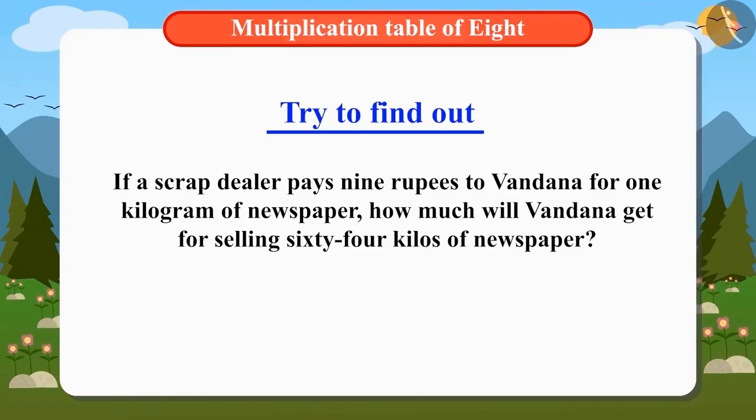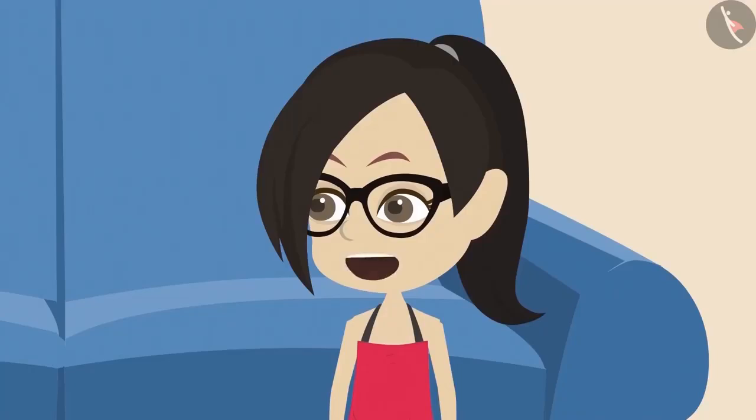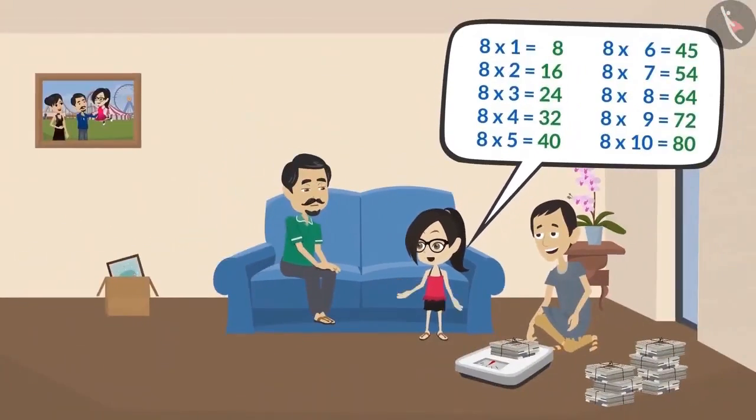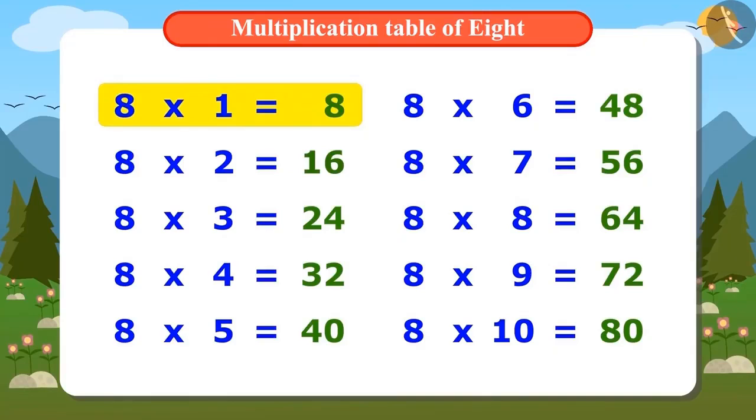Let's memorize the table of 8 for now. See, Vandana has even started singing. 8 ones are 8, 8 twos are 16, 8 threes are 24, 8 fours are 32, 8 fives are 40, 8 sixes are 48, 8 sevens are 56, 8 eights are 64, 8 nines are 72, 8 tens are 80.